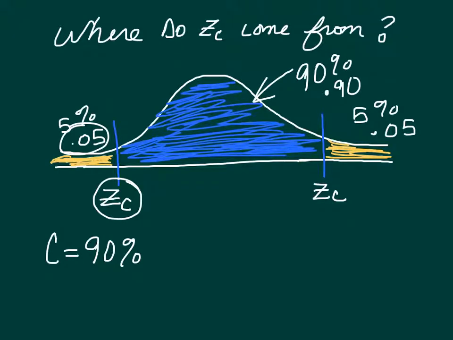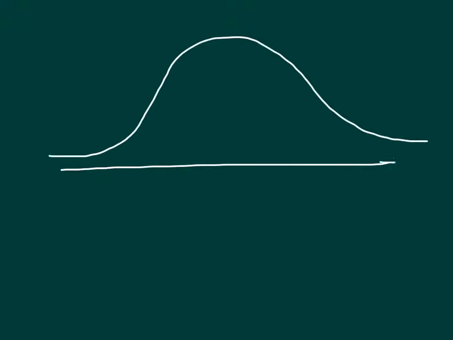So if I have a bell curve that looks like this and a confidence value of 90%, then my critical value is going to be 1.645. I can follow the same procedure for any confidence level. So let's just set it up for a different confidence level. Let's assume we have something different. Let's say we have a confidence level of 95%. How would we set that up?